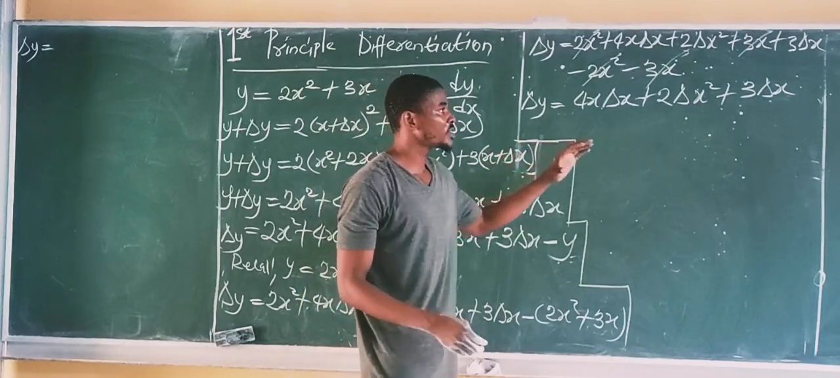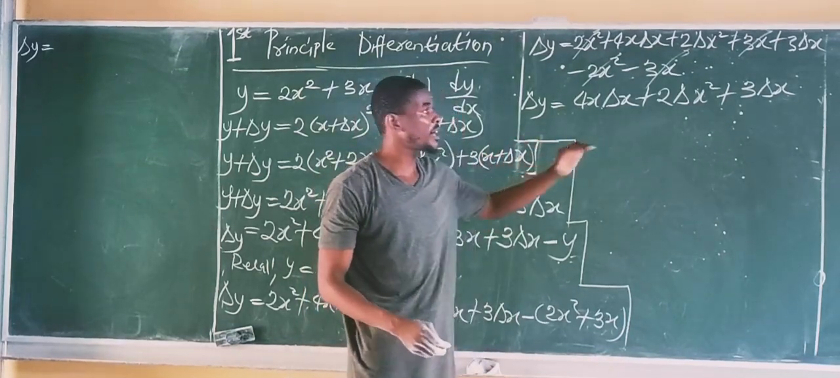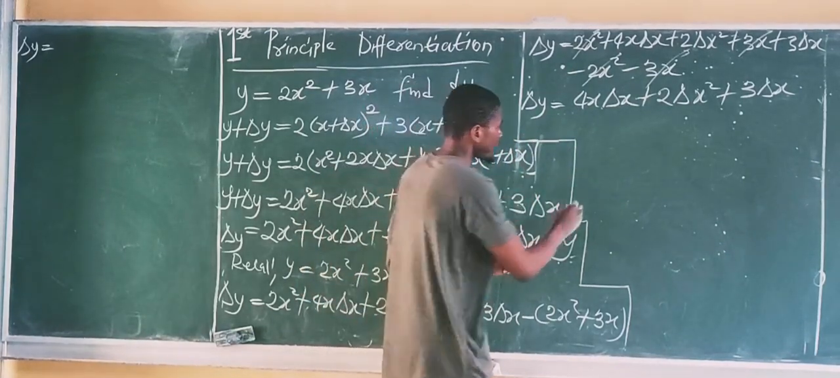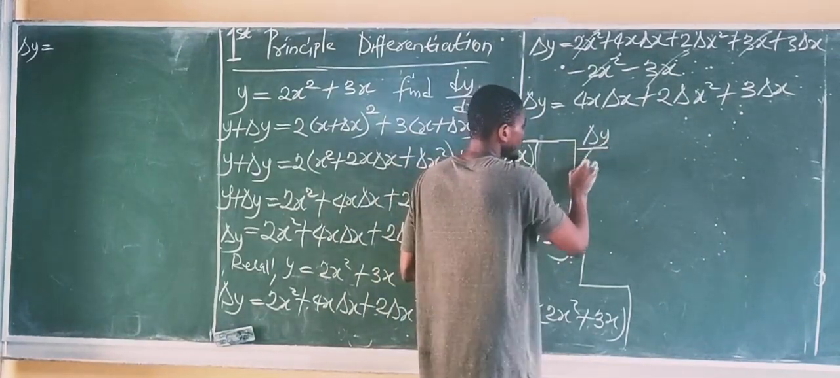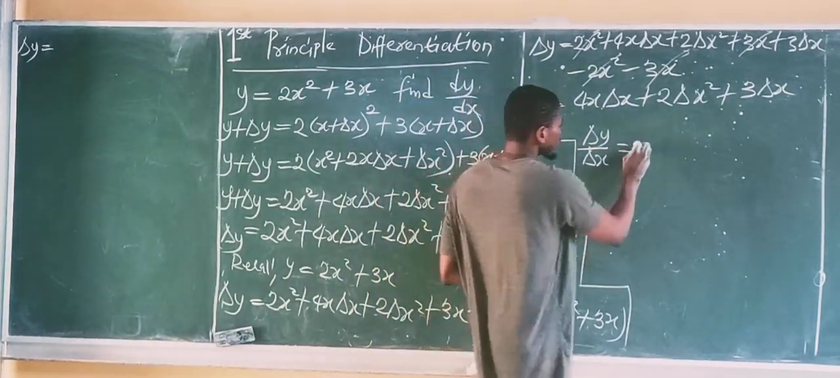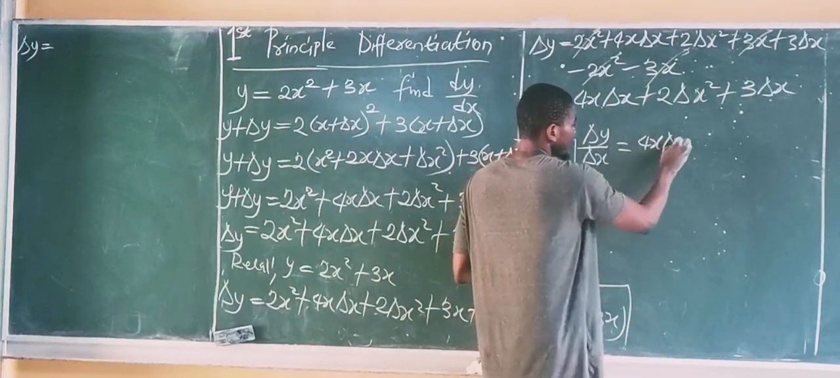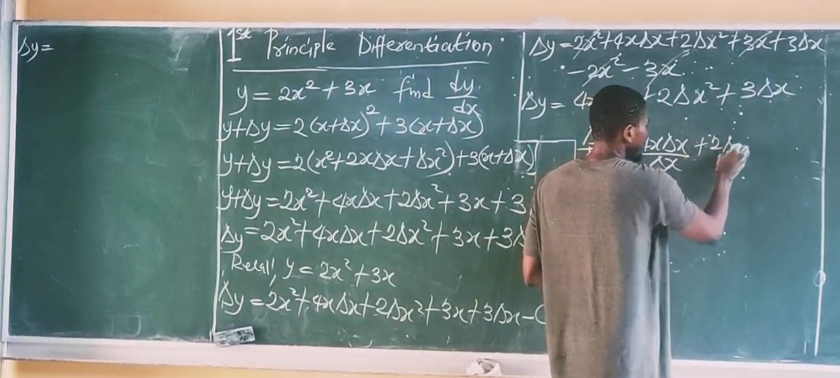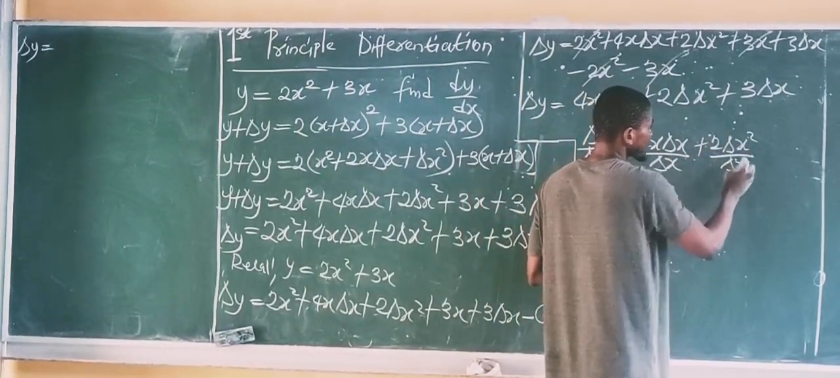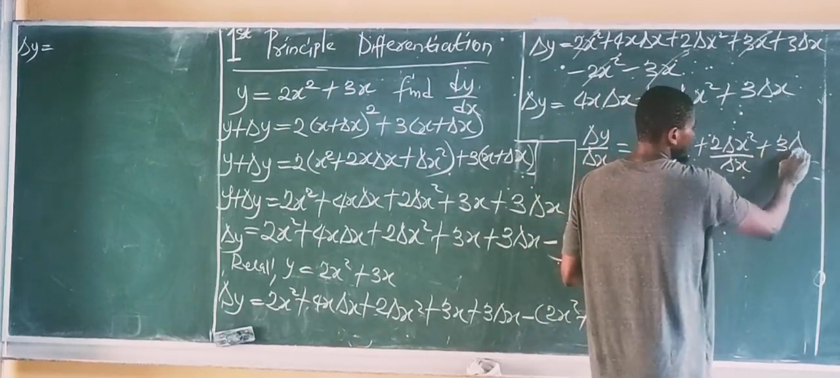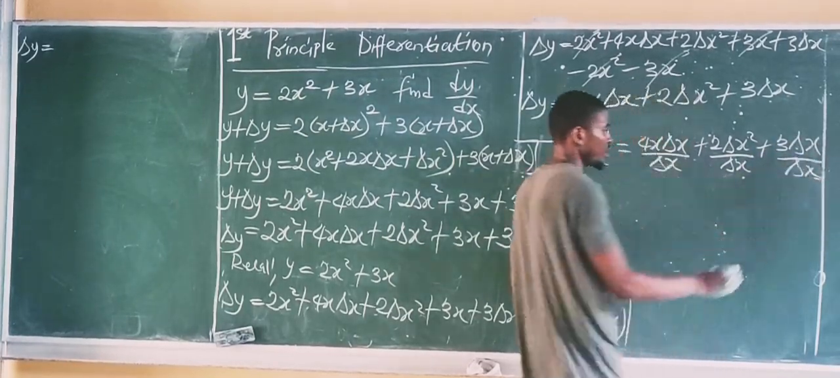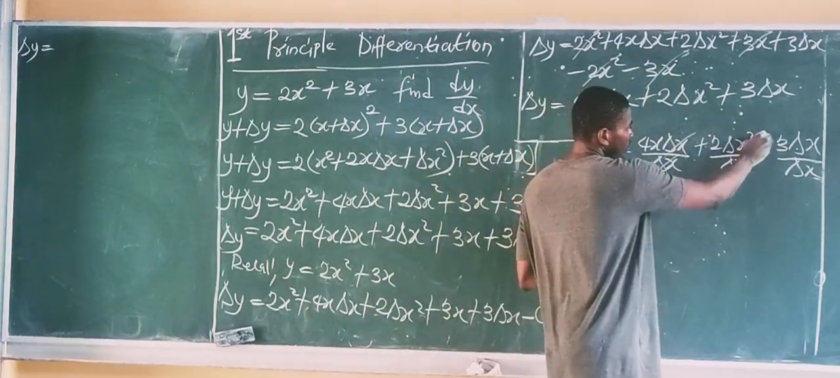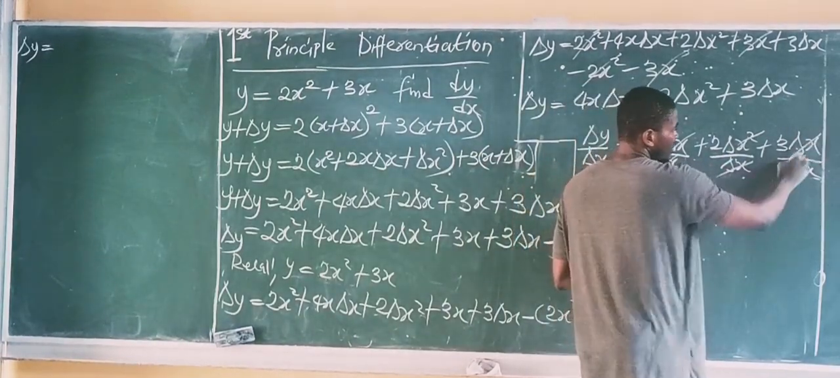Okay, so at this point, you divide all through by change in x. So I'll simply have change in y all over change in x is now equal to 4x change in x all over change in x, okay, plus 2 change in x squared all over change in x, plus 3 change in x all over change in x. So I have this. So change in x cancels change in x. One of these cancels one of these. And then change in x cancels change in x.